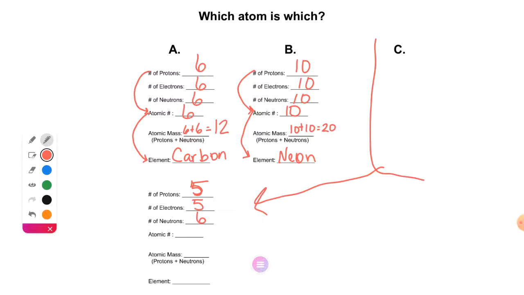Atomic number, Brady, comes from what? The number of protons. Okay, so what is my atomic number? 5. Dominic, how do I find my atomic mass? 5 plus 6 is what? 11. How do I find which element I'm working with, Sadie? You go to the periodic table, and then you go to 11. Do I go to 11? No, not 11. 5, because the atomic number is the one that tells me where to go on the periodic table. And what is that one called? Boron. Yes, boron.